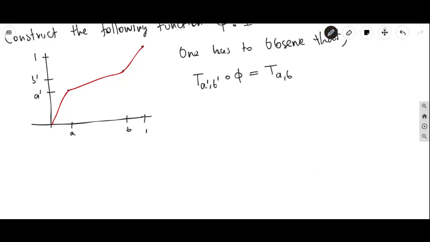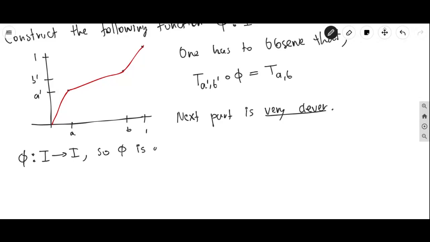Okay, so to continue with this, here's the clever part. This next part is very clever. This is not something that you would typically think of. So phi is a map from I to I. So phi is a path. It's a path in the unit interval. You see, that's the part which is really interesting.